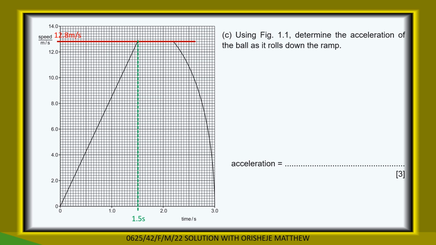And then what is the final speed? 12.8 meters per second. So let's look. We have the formula for acceleration: the difference in the speed, that is the final velocity minus the initial velocity, divided by the time taken. So that gave us 8.53 meters per second squared.